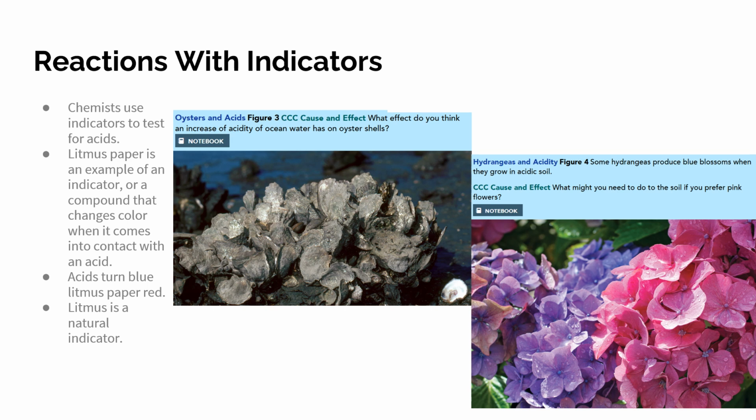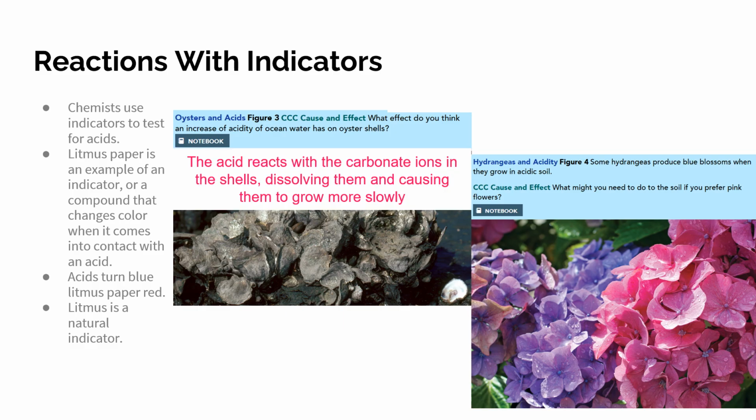So here we have figure 3, oysters and acids. What effect do you think an increase of acidity of ocean water has on oyster shells? The acid reacts with the carbonate ions in the shells, dissolving them and causing them to grow more slowly.